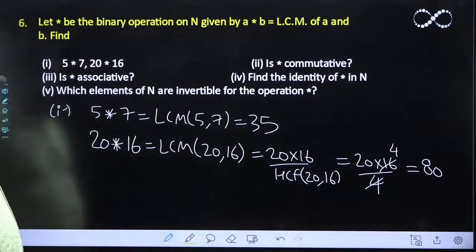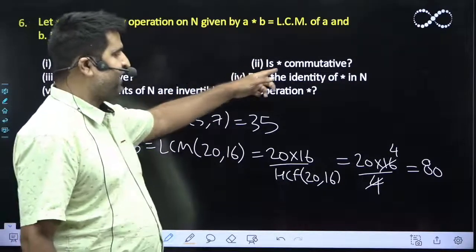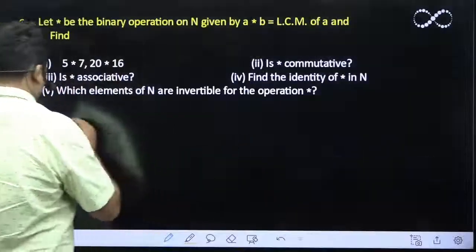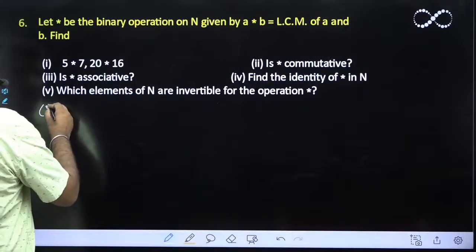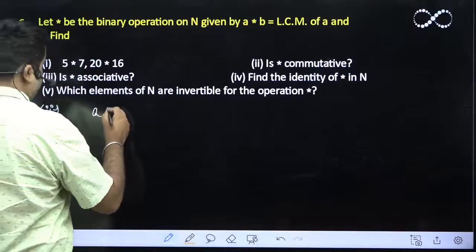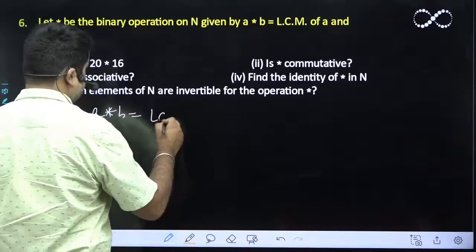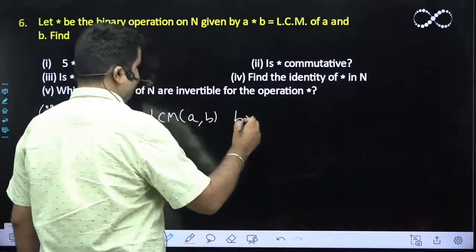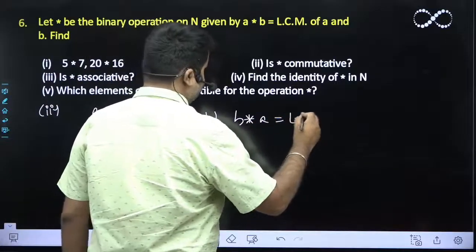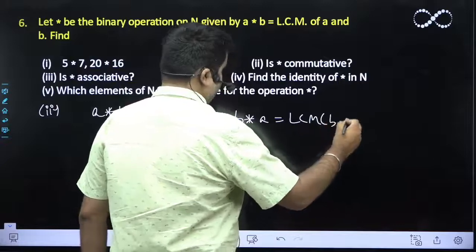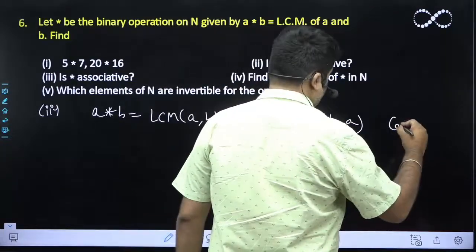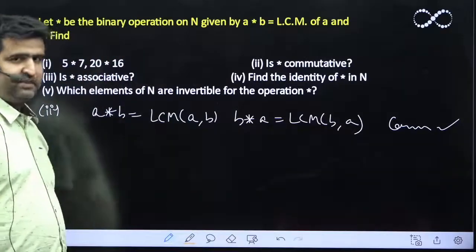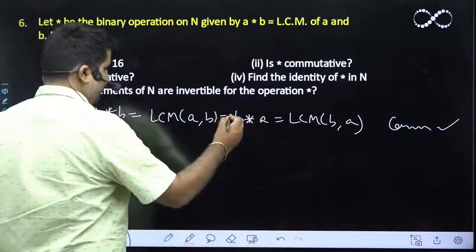Okay. We have to see whether star is commutative or not. Pretty easy. What is A star B? LCM of A and B. What is B star A? LCM of B and A. Is there any difference? No. So therefore it is commutative, since these both are equal.